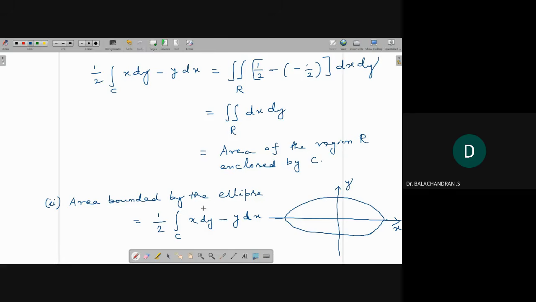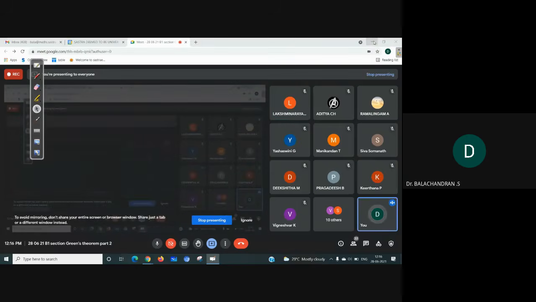Okay, now what is the parametric form of the ellipse? x square by a square plus y square by b square equal to 1. The parametric form is a cos theta, b sin theta.